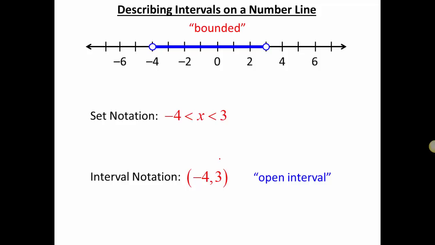And of course, your next question is, well, what if I mix and match? What if I want to include one side and not include the other side? I know what to do with set notation. Just put a bar on one side and don't put a bar on the other side. This one includes the -4. It does not include the 3. I understand that.